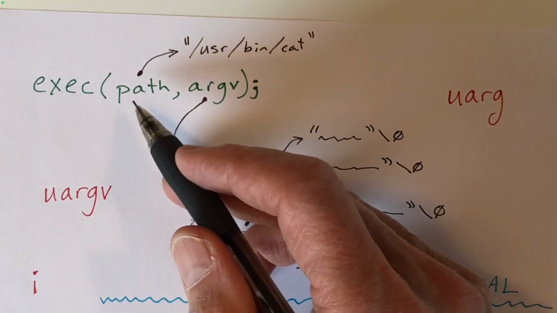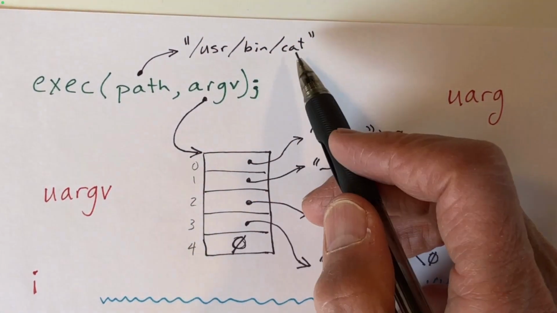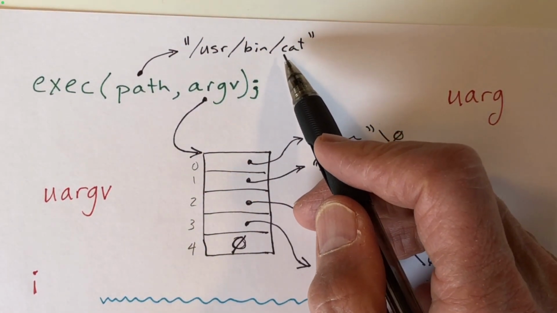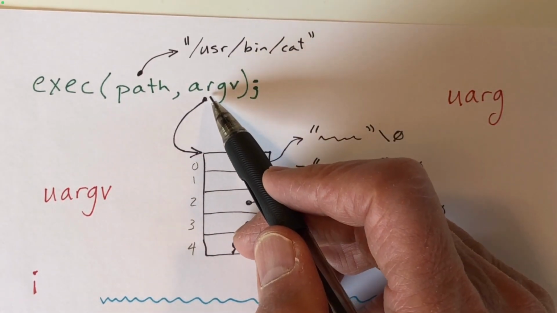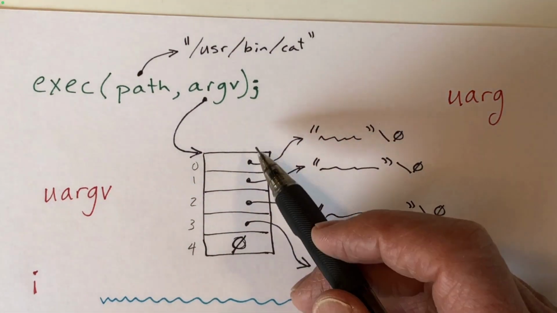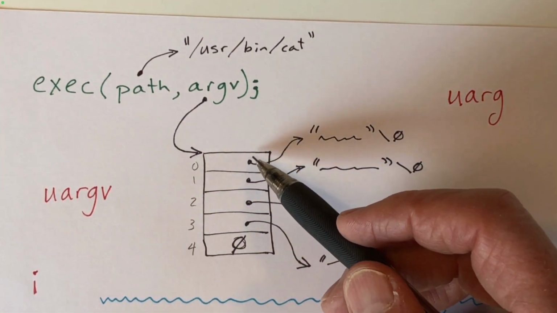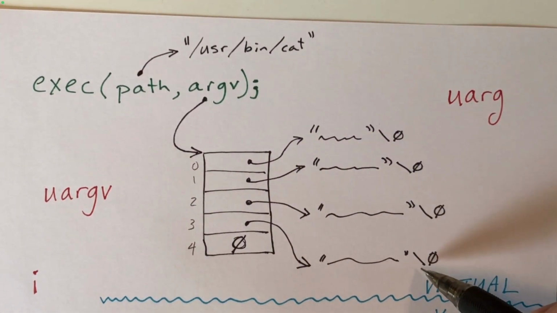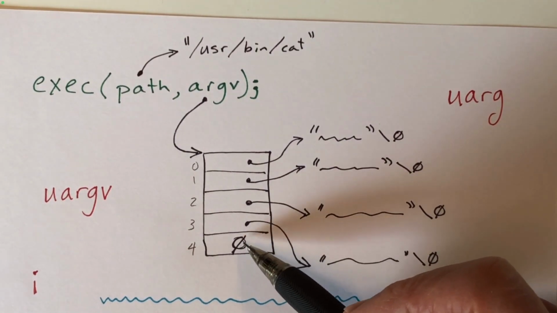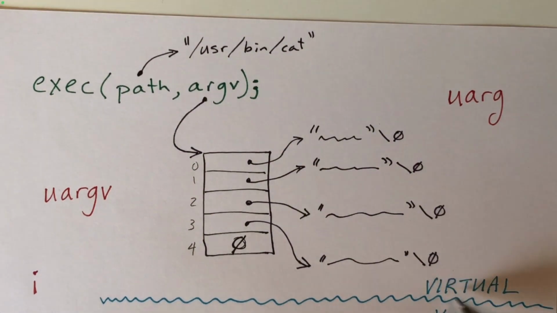So here is the exec system call. It's passed two arguments. The first is a pointer to a path name that describes the executable file that we'd like to load and execute. And the second argument is a pointer to an array, and these are the arguments that will be passed to the executable file. This array contains pointers to strings that are null terminated, and it ends with an entry that is a null pointer. And these are in the virtual address space.